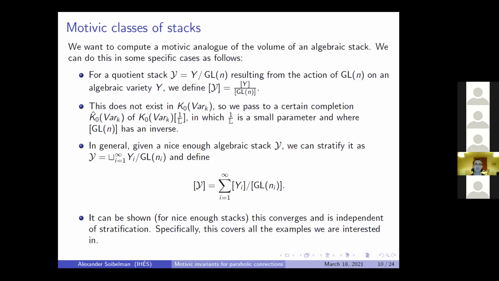So I take a completion of the Grothendieck ring with 1 divided by L adjoined to it, and this is essentially going to let me treat 1 over L as a small parameter and get that the inverse of the class of GLN is going to be a convergent series. Yeah, but you can add inverses to all Motivic classes of GLN without completing.